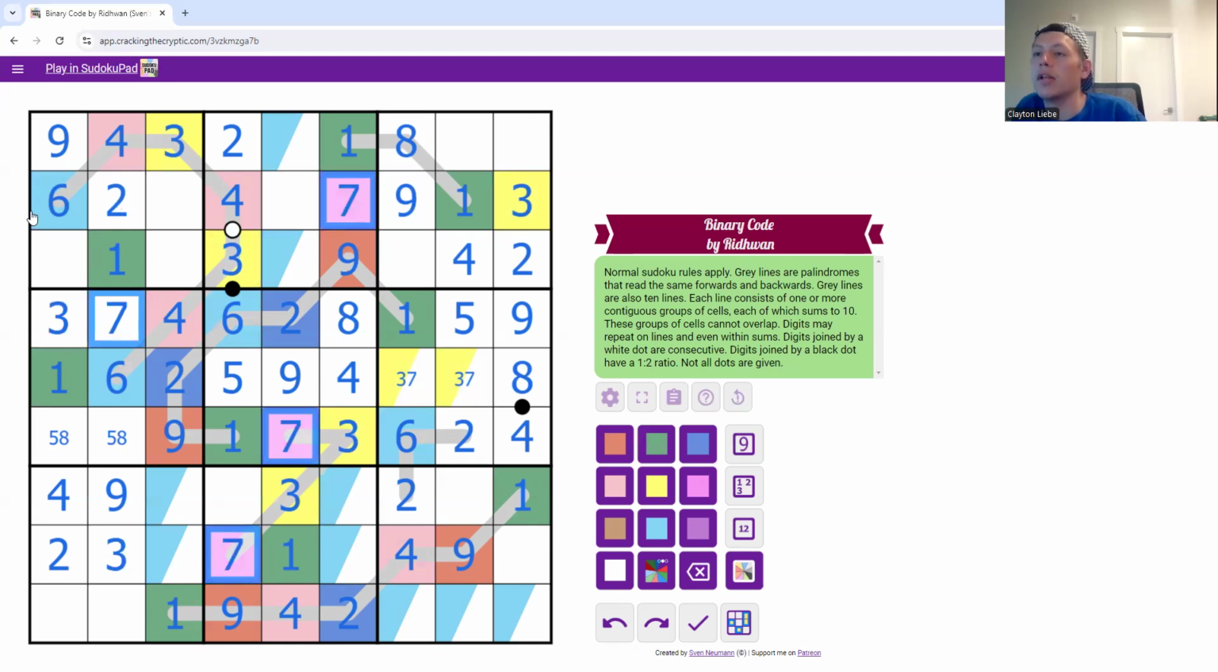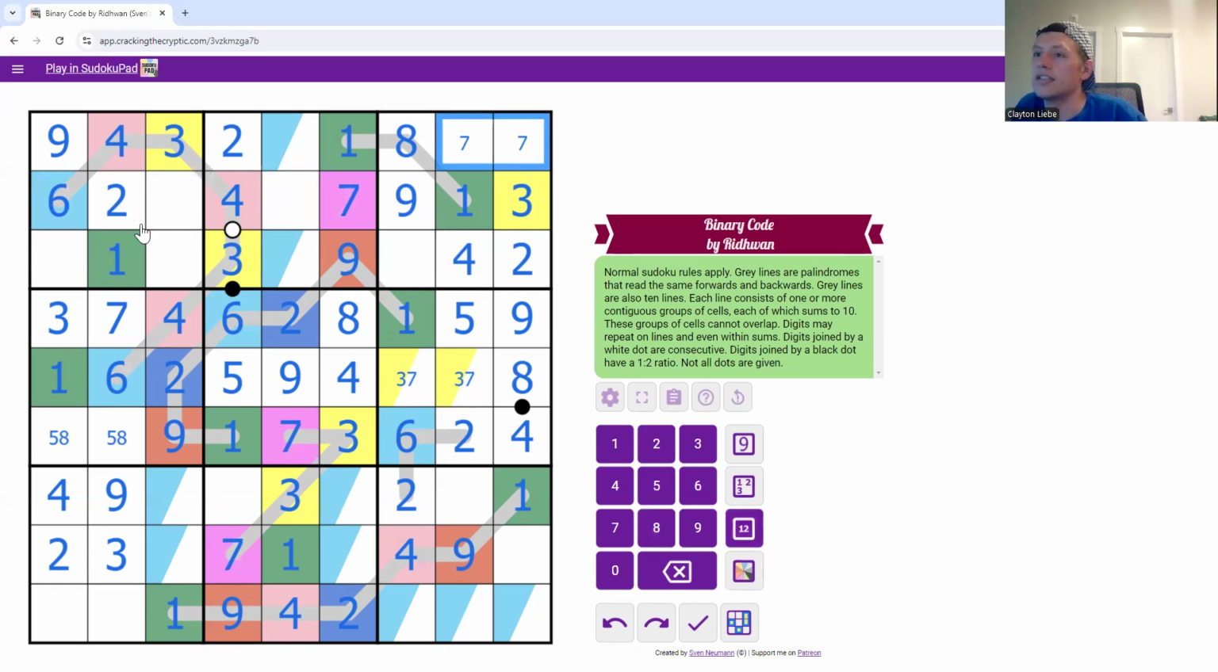If we look at this, well, okay, so 7 can't be in this row, so 7 has to be up here. And 7 has to be here or here. And then 7 has to be here or here. It's not as interesting. 8 in one of 2 spots.